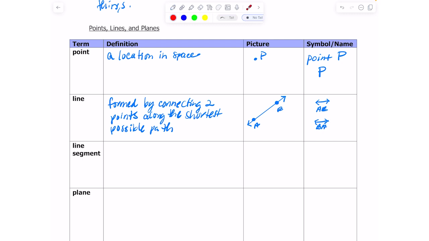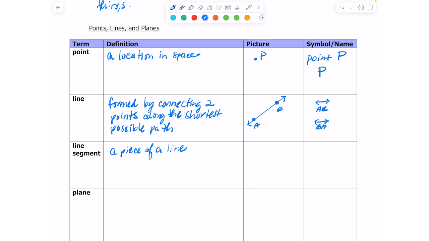Now, if we were to take that same line and only focus on the point A to point B inclusive, point A would be the starting point, B is your end point, or vice versa, and all the points in between, we're dealing with a line segment. So a line segment is just a piece of a line.